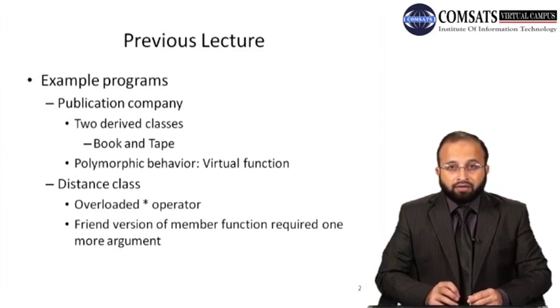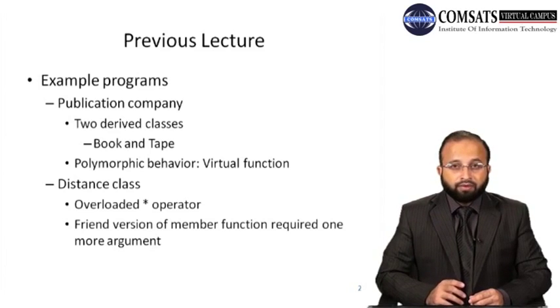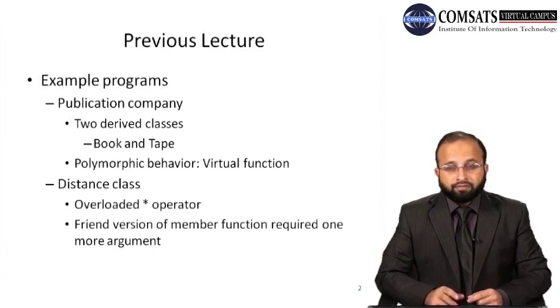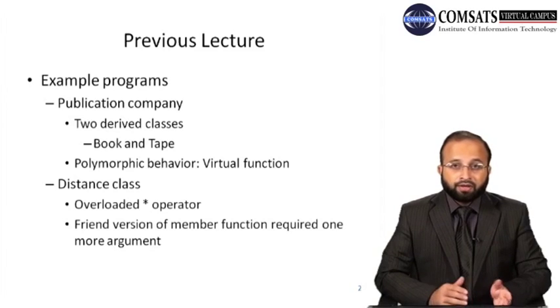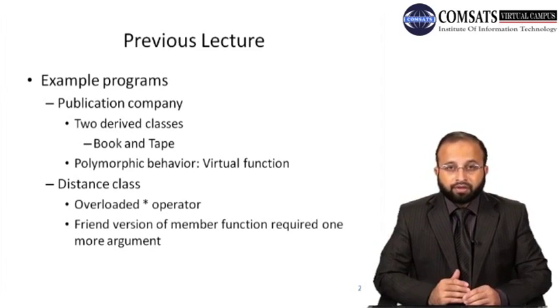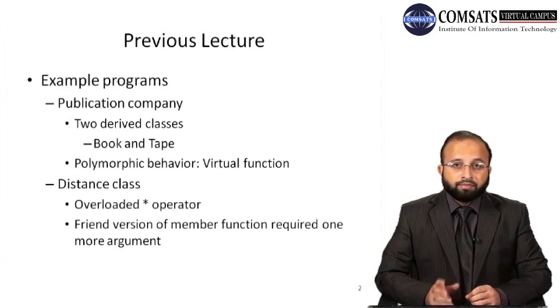Now we can execute any of these statements. For example, d3 is equal to d1 multiplied by 7.5, or d3 is equal to 7.5 multiplied by d1. Whether we have a floating point value on the left side of the operator, static operator, or the floating point value on the right side of the operator, it will execute that function. But before executing that function, it will convert the floating point value, whether it is appearing on the left side or the right side of the static operator, into a distance object, ठीक है.